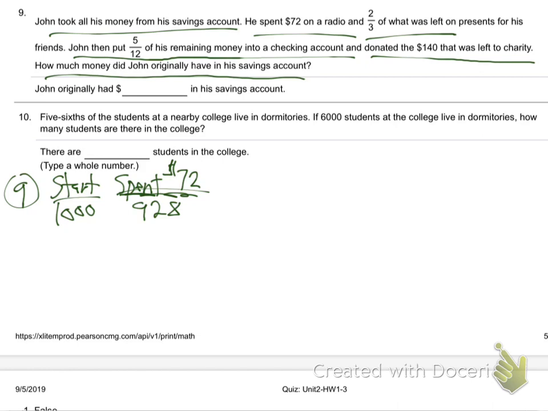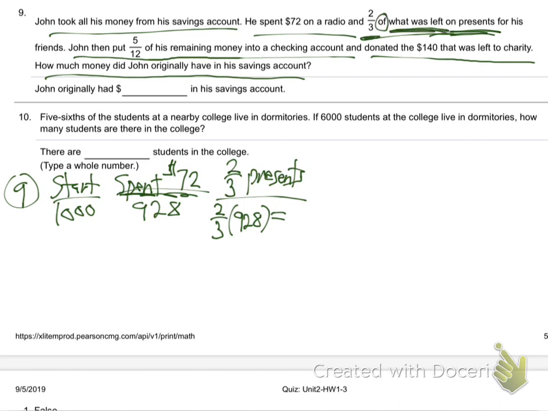And then he spent 2/3 of what was left on presents. So what is 2/3 of 928? That means 2/3 times, right? Of means times. So it's 2/3 of what was left. So 2/3 on presents, 2/3 times what was left.